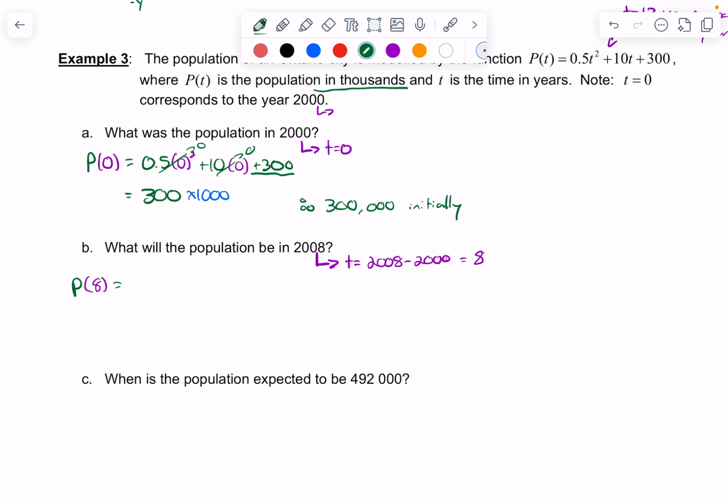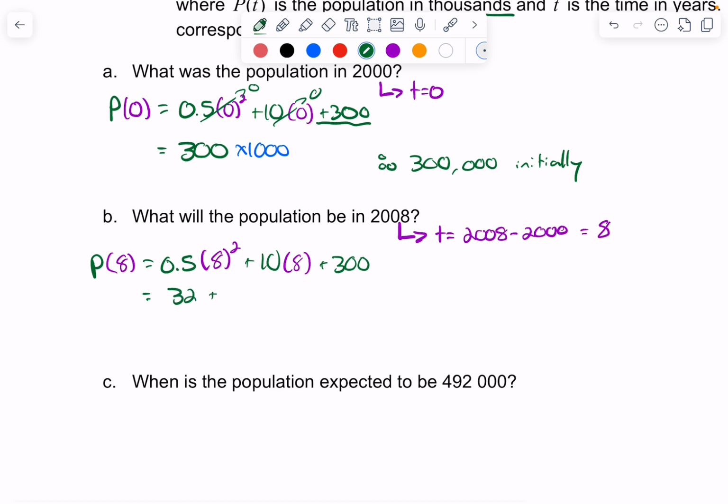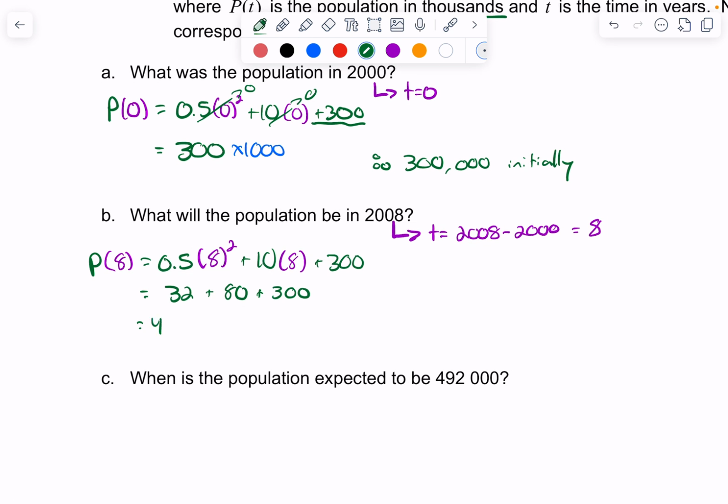So we have 0.5 times 8 squared, plus 10 times 8, plus 300. So take out your calculator, all right? So 0.5 times 8 squared, that would be 32, plus 80 plus 300. So then we get 412. I should double check my mental math is right. 450 plus 80, yeah, 412.